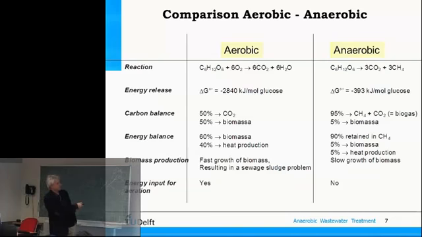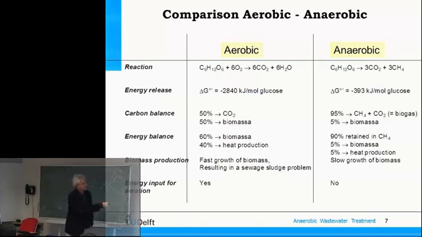Here we have a lot of energy release. This is a very energetic reaction, and this one is a very modest reaction. Here energy is set free, so the bacteria can grow on that, but much less in comparison to the aerobic conversion. That's why we have much more sludge produced under aerobic conditions compared to anaerobic conditions. The carbon balance, in this reaction 50% of the carbon is going to the end product, CO2, and 50% of the carbon is going to new mass.